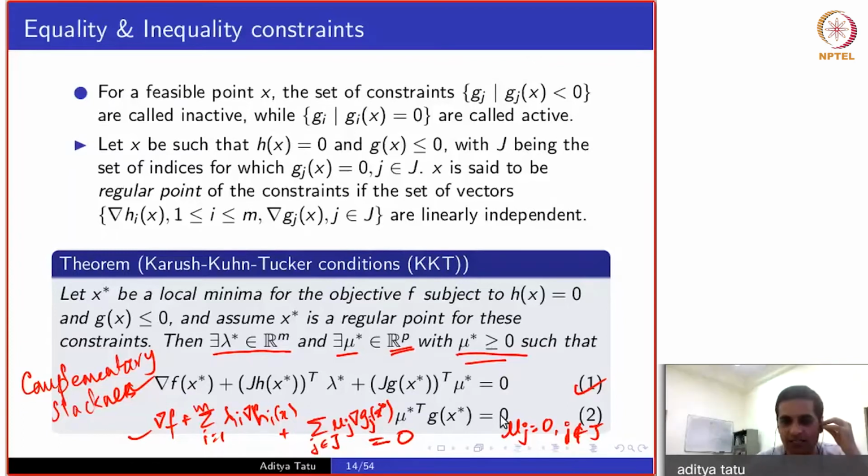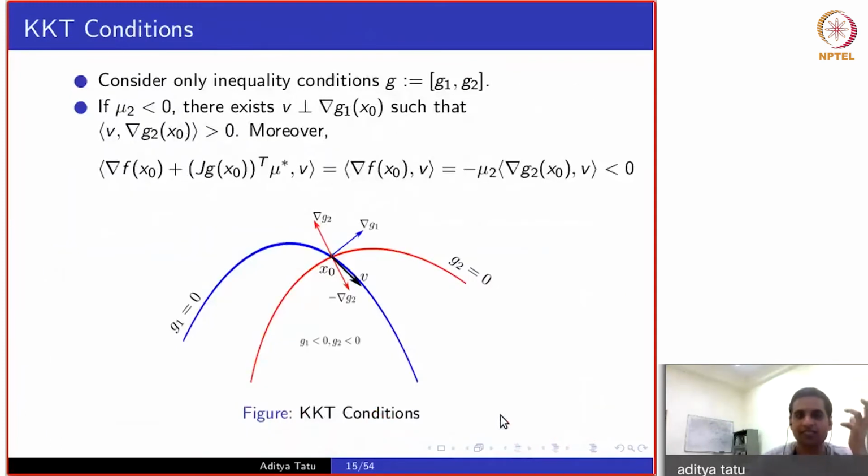Let us quickly try to look at why mu should be non-negative. What happens if mu is negative? So let's look at this simple example where there are no equality constraints. There's only 2 inequality constraints. Okay, and let's look at this point x0 over here.